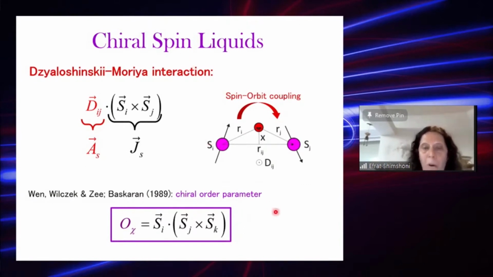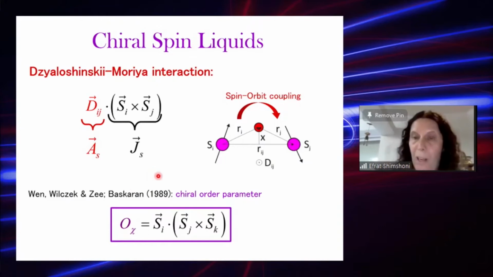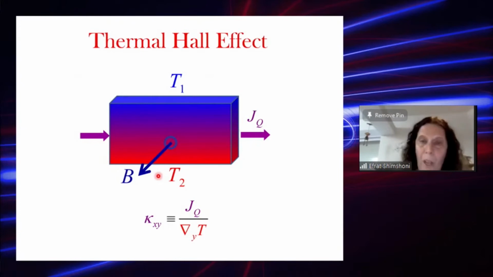So there was already a mention in the literature that in the presence of such interaction, you may develop a state which has a chiral order parameter coming from a 3-spin ring exchange, and for that to occur, you need to break both parity and time reversal symmetry.